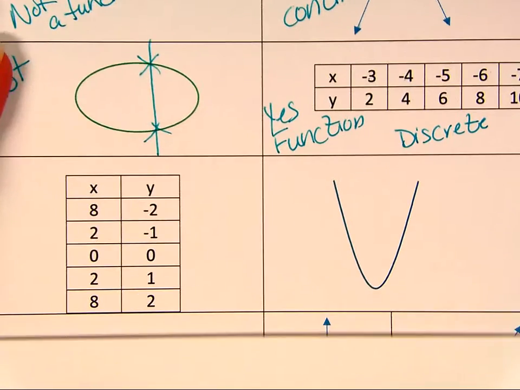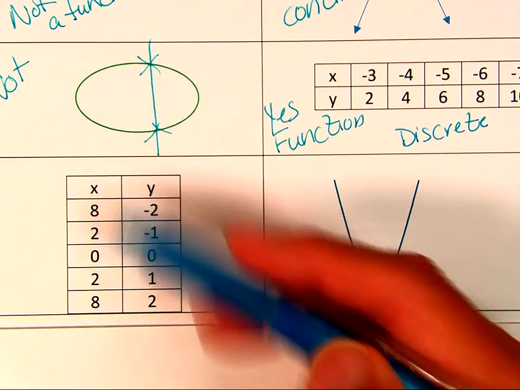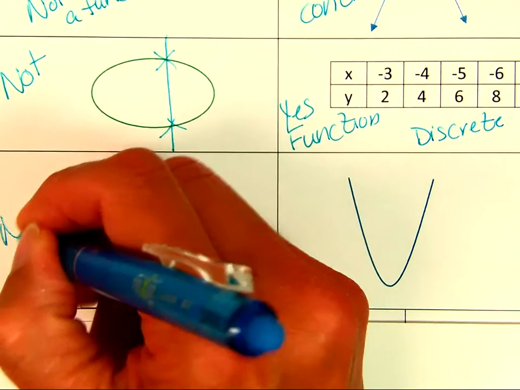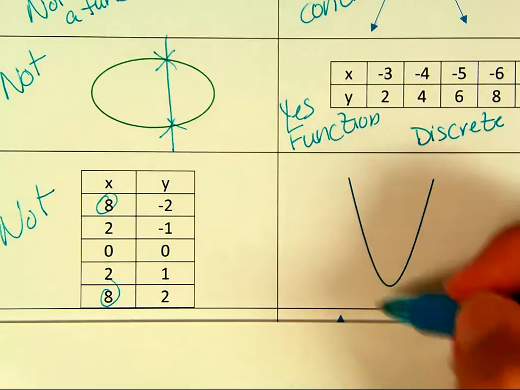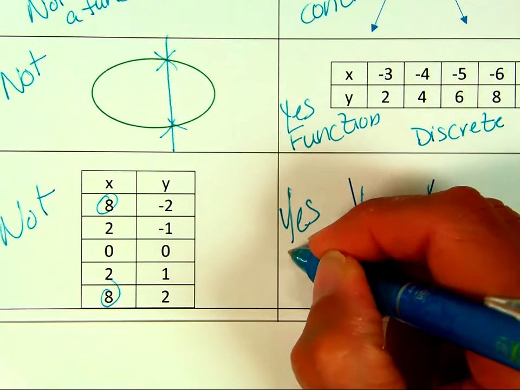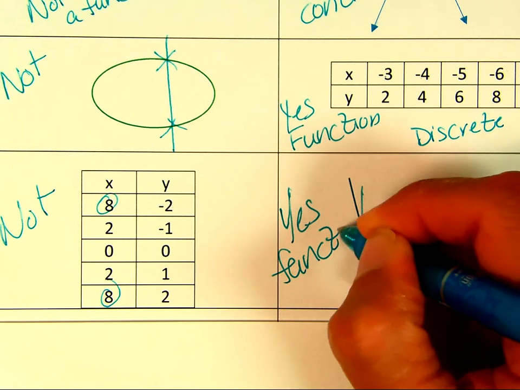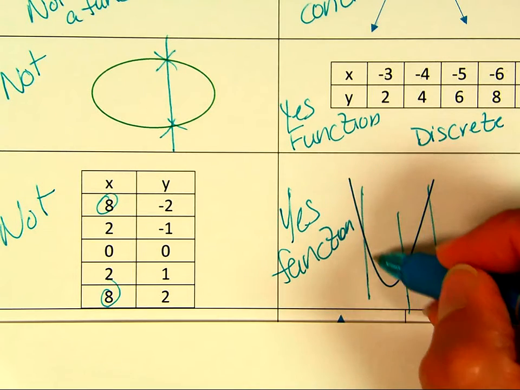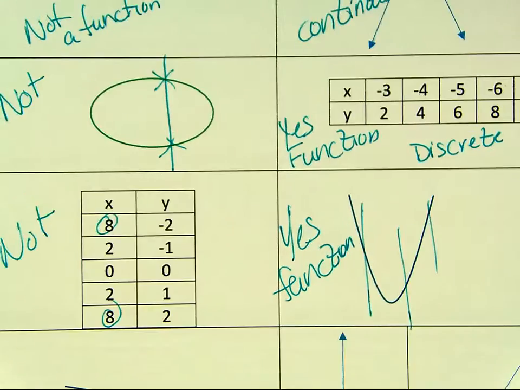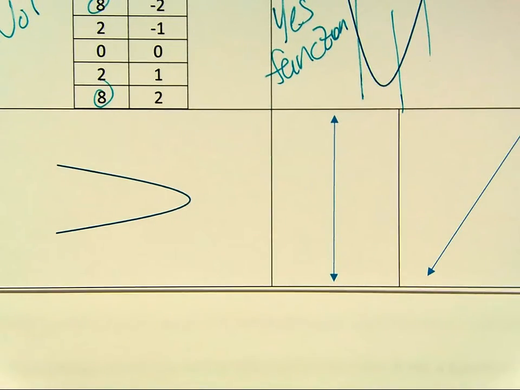Okay, here's another table. So I look at my x's. I see 2 8s. Doesn't even matter if there are 2 2s. If there are 2 8s, it's not a function. Vertical line test? Yep, it works. They only cross once, so yes, it's a function. And because it's a graph, we say it's continuous, because I can just draw that whole thing without lifting up my pen.